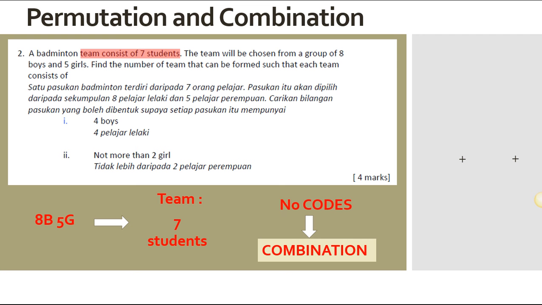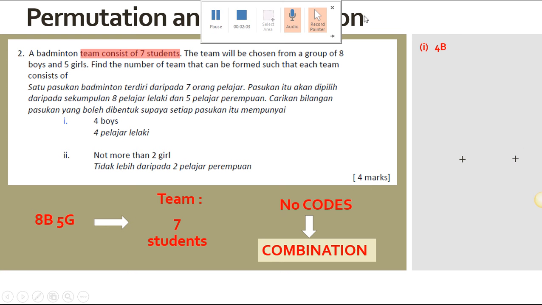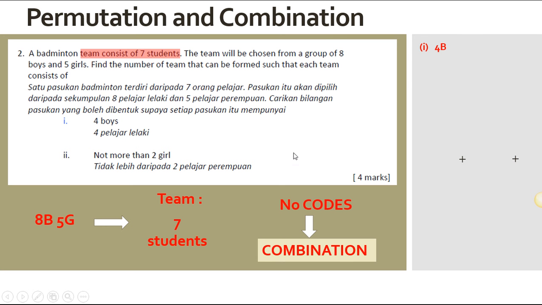Now, first part of the question. You need 4 boys. The team must consist of 4 boys. Is that all? No. This is not even a team because a team must consist of 7 students. So there are only 4 boys and the remaining must be girls. How many girls? That will be 3 girls, because altogether it will be 7.